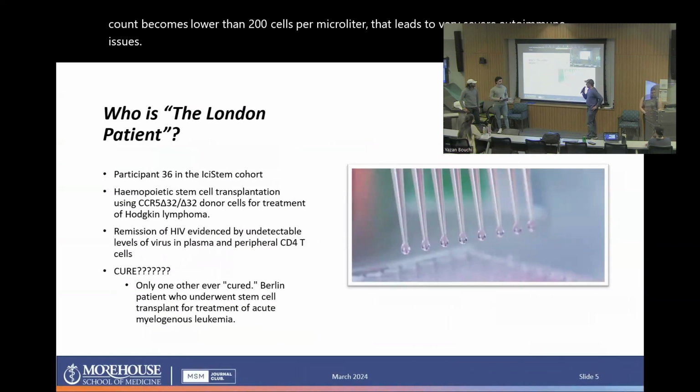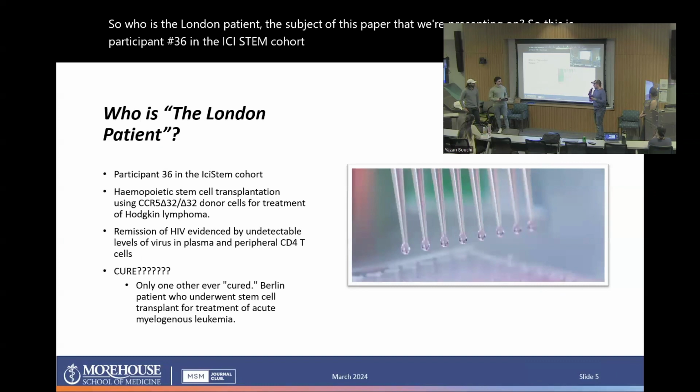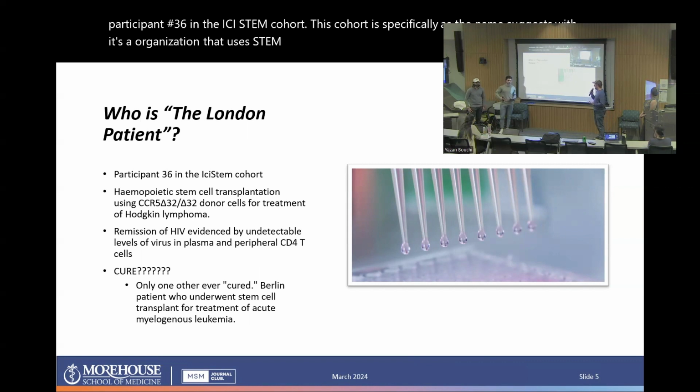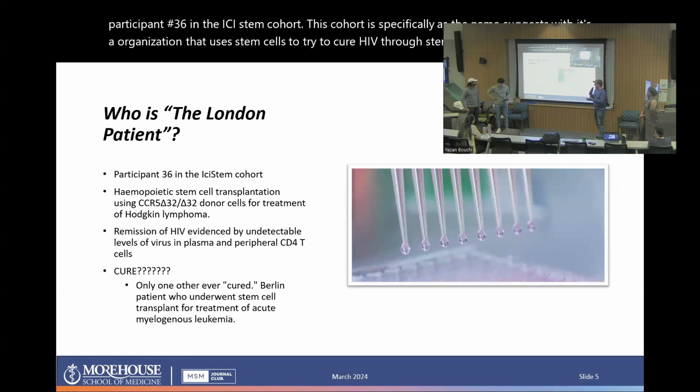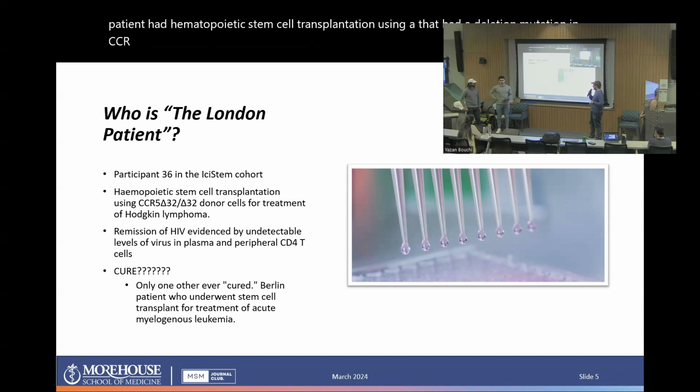So who is the London patient, the subject of this paper that we're presenting on? This is participant number 36 in the ICISTEM cohort. As the name suggests, this is an organization that uses stem cells to try to cure HIV through stem cell transplantation. This patient had a hematopoietic stem cell transplantation using cells that had a deletion mutation in CCR5. These cells were transplanted for treatment of Hodgkin's lymphoma.